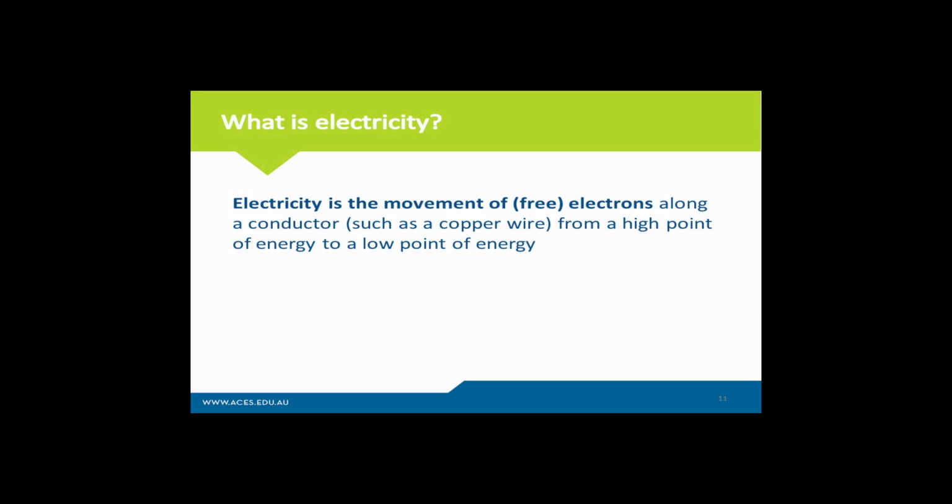So what is electricity? Well, we don't really know what electricity is, but we know how to use it. And roughly speaking, we know electricity is the movement of free electrons along a conductor, such as a copper wire, from a high point of energy to a low point of energy. So it's the movement of electrons along a conductor from a high point of energy to a low point of energy.